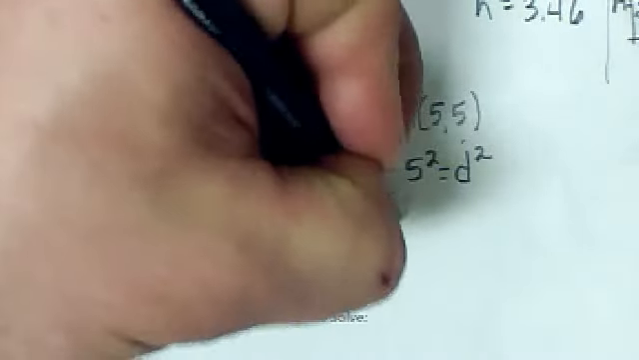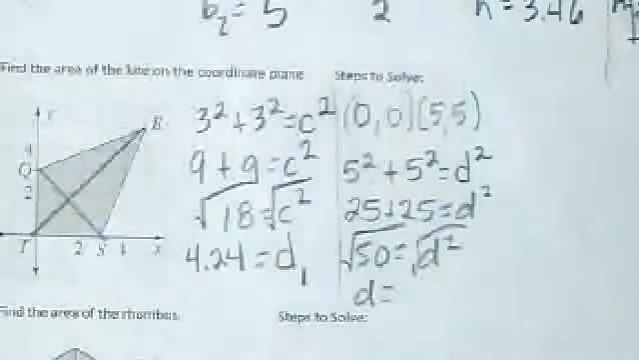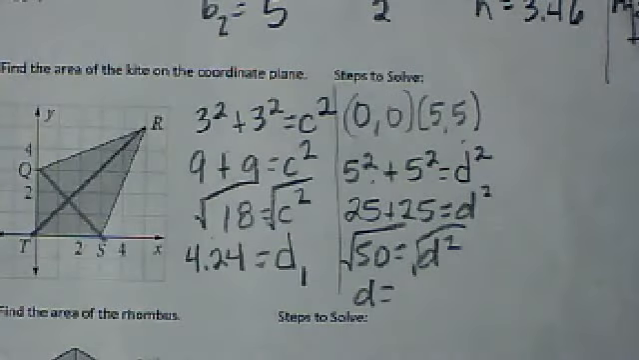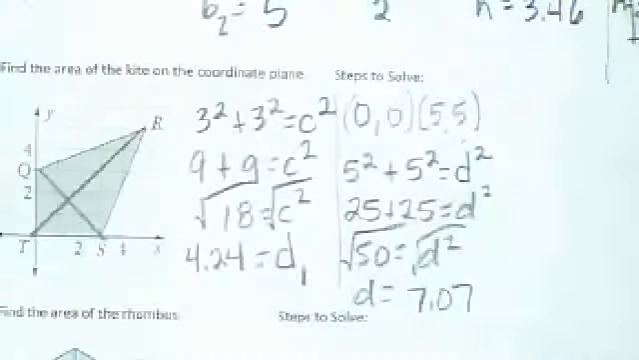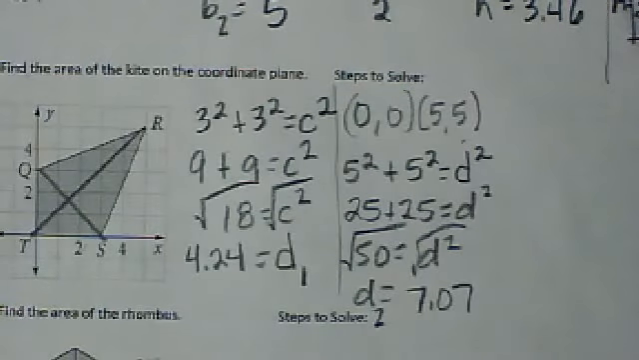And then over here we'll do the same thing, except we have 25 and 25 instead of 9 and 9. So 50 equals d squared. Take the square root of both sides. So 7.07 becomes my diagonal 2. So now I have the information that I need. I needed the two diagonal lengths, diagonal 1, diagonal 2.